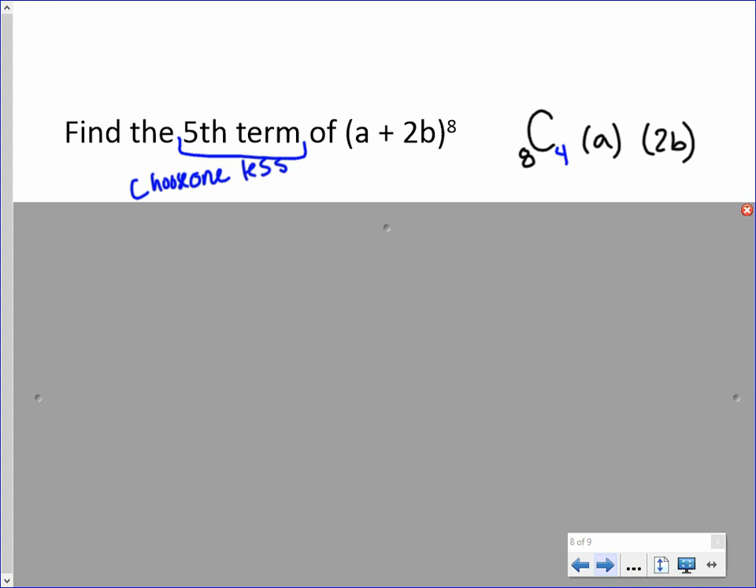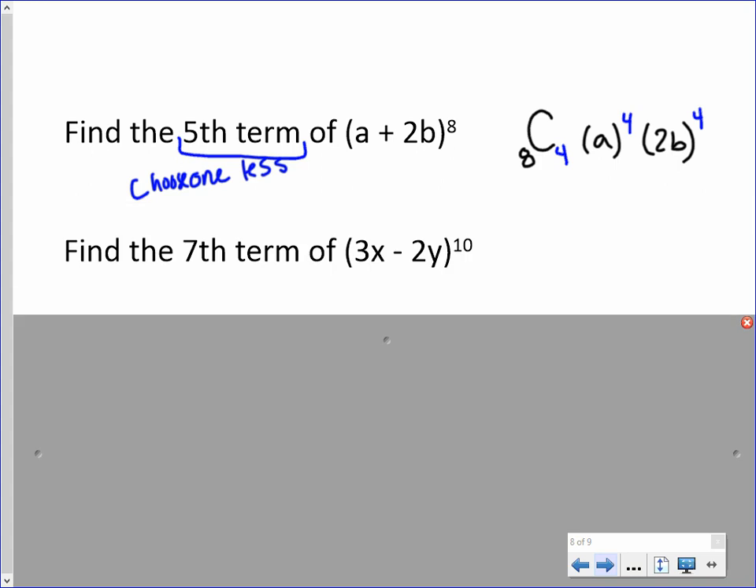And then remember, the number that you choose always matches the exponent on the second term in the binomial. So it would be 2b to the 4th. And this one is not a huge deal because the other one is 4. Now, you should actually get the term, right? So expand as necessary. I'm not going to do that.